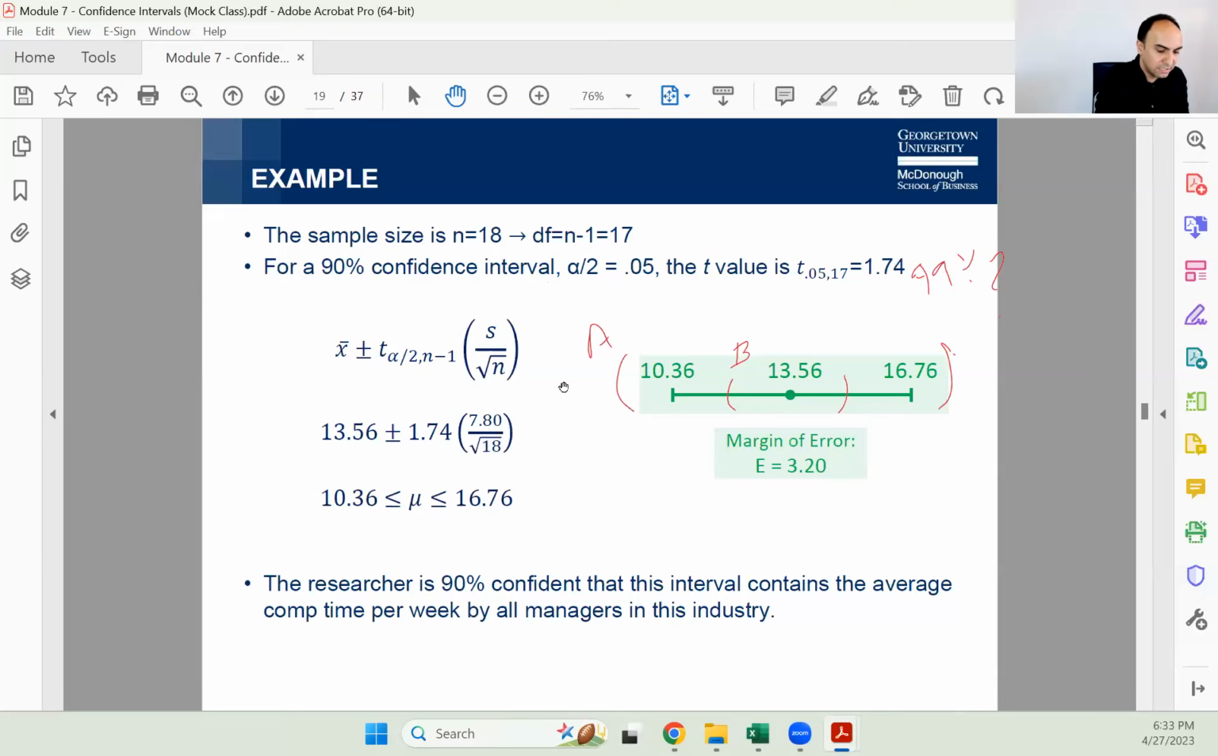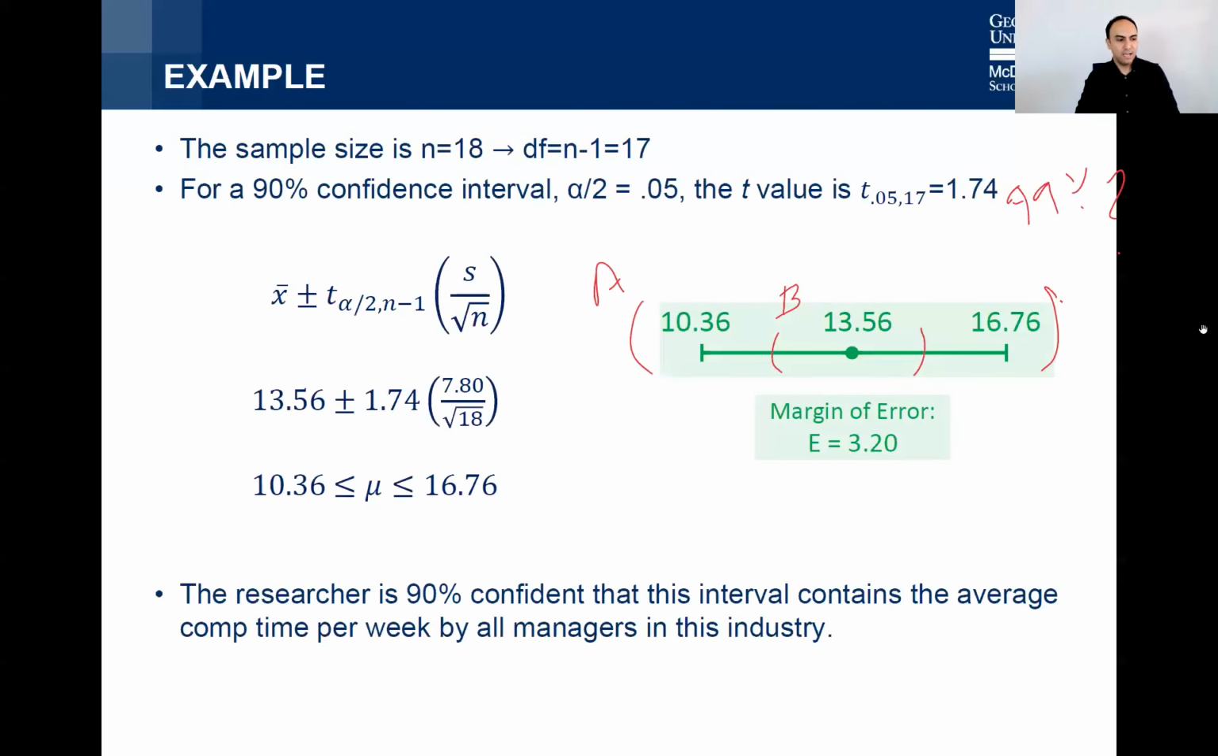You can put your answers in the chat box or in the Q&A. If you wanted to be 99% confident, would it be a wider or a narrower confidence interval? You can put it in the chat first rather than Q&A. That will be easier for us to see.